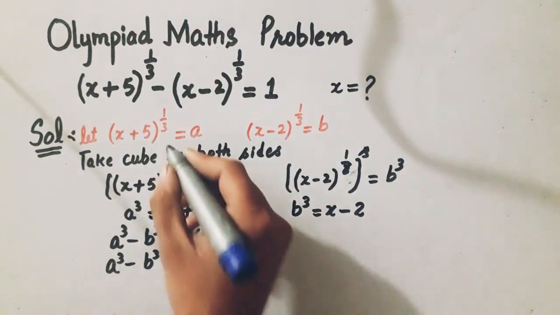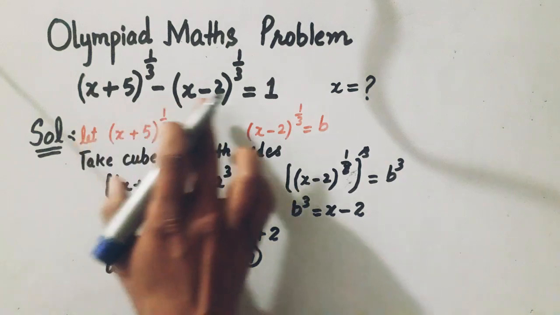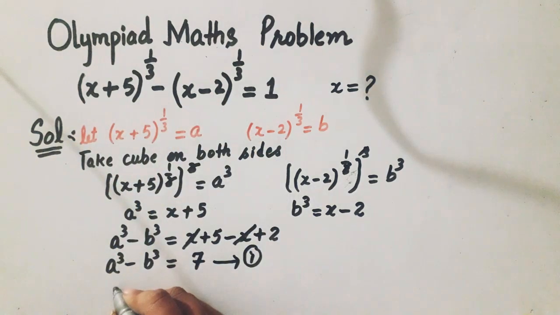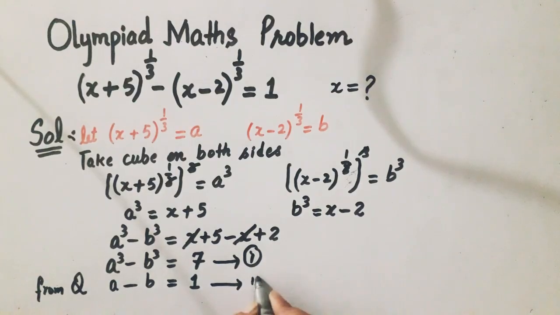Now another step we will make. In this original equation we have supposed this is a and this is b. So that means a minus b is 1. This is from the question. From the question we will write this. So this is equation 2.